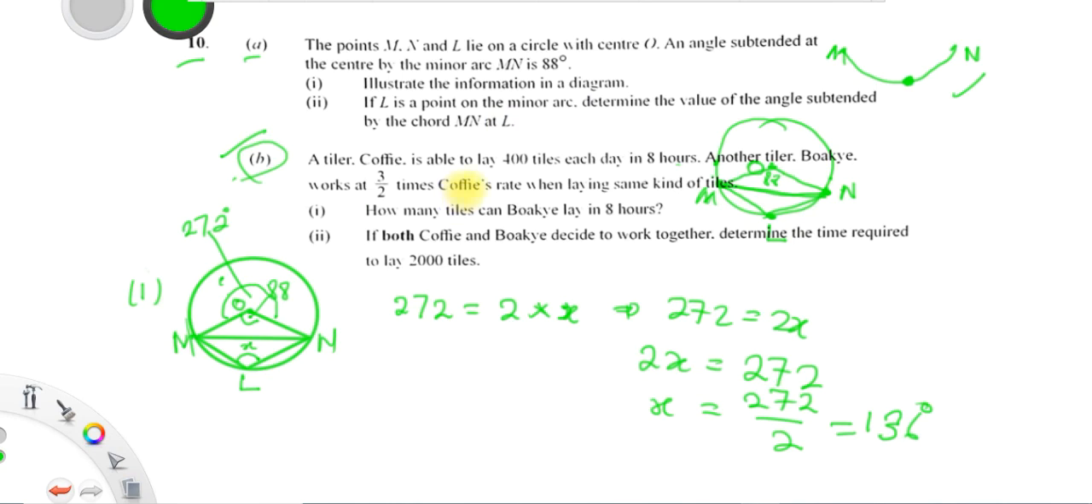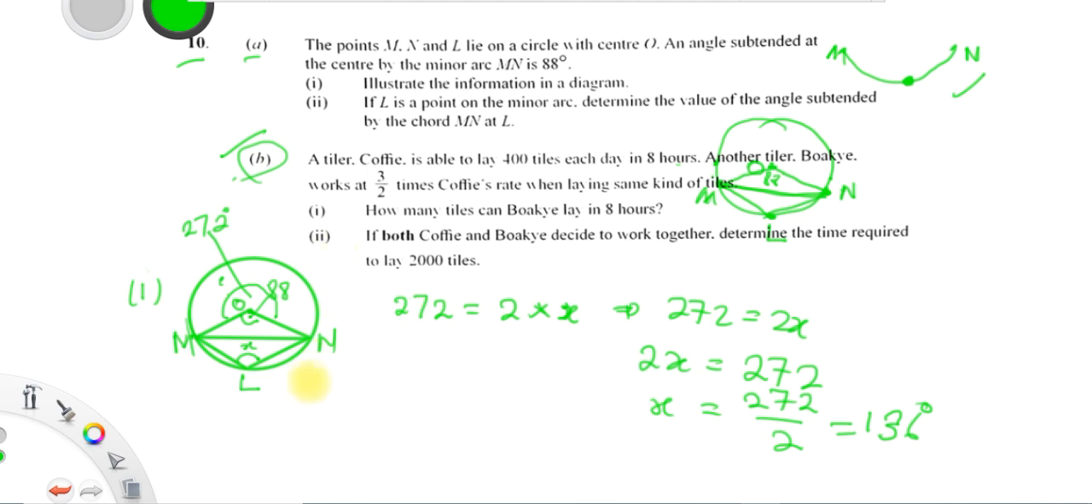Solving WASSCE 2025 Commerce Mathematics or General Mathematics questions. Yeah, guys, there's a very important thing that I forgot to mention. Very important. When I was solving, it escaped me. I didn't emphasize that.